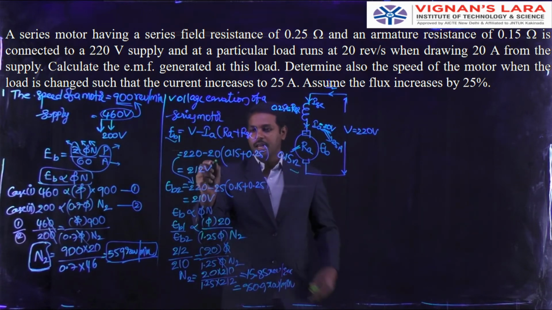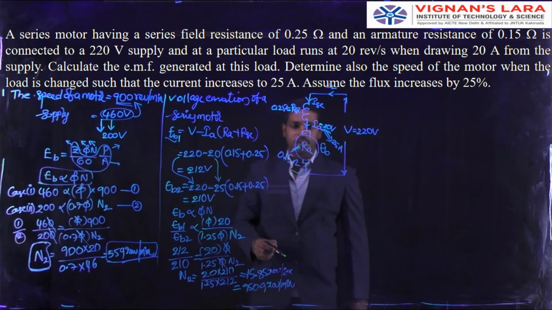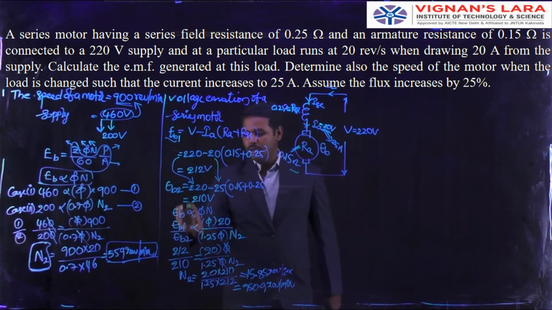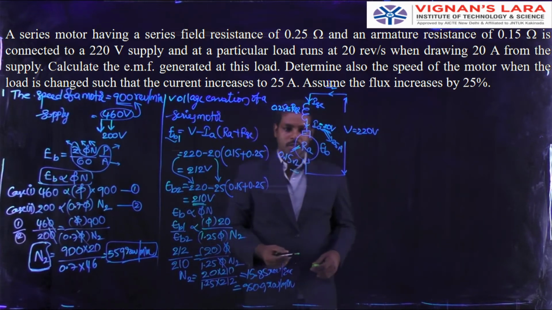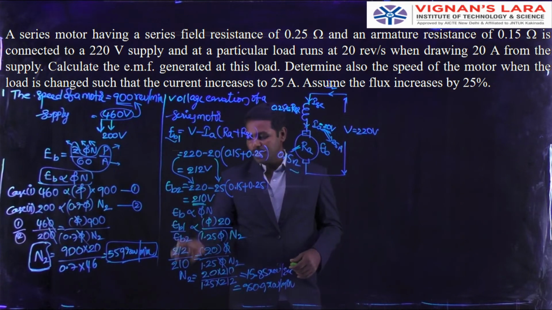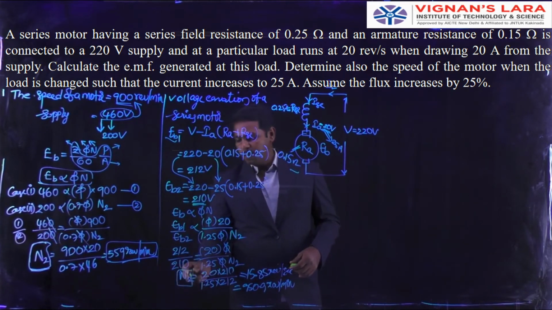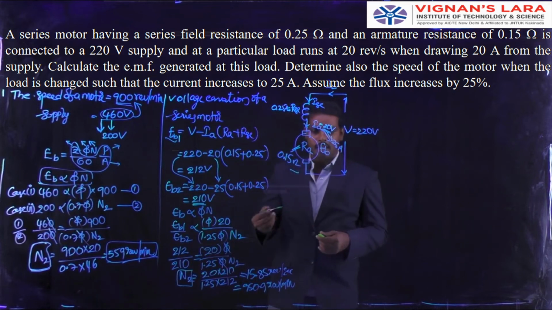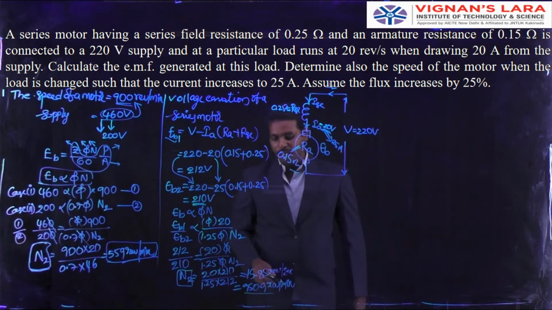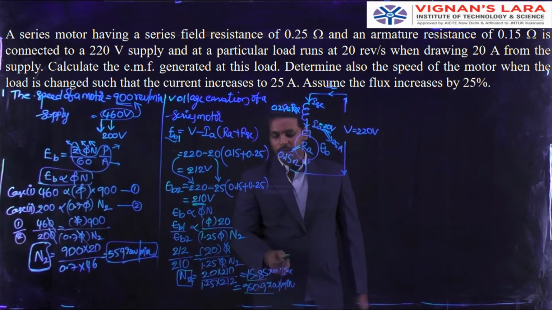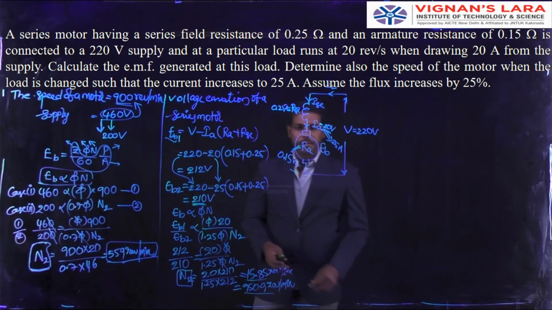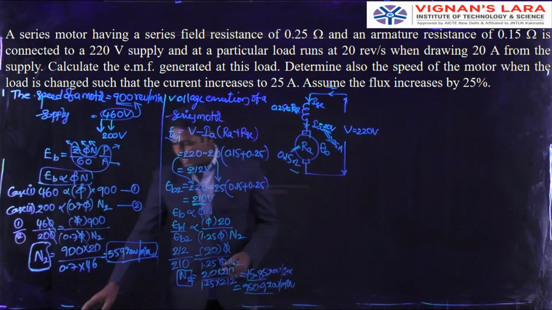In the second condition, the armature current is increased to 20 to 25 amperes, so the back EMF is also reduced to 210 volts. Previously, as the current is increased, the corresponding back EMF is reduced, which is equal to 210 volts. By simplifying these two equations, the speed of the machine when we increase the armature current is equal to 950.9 revolutions per minute, or 15.85 revolutions per second. So that is the second condition.